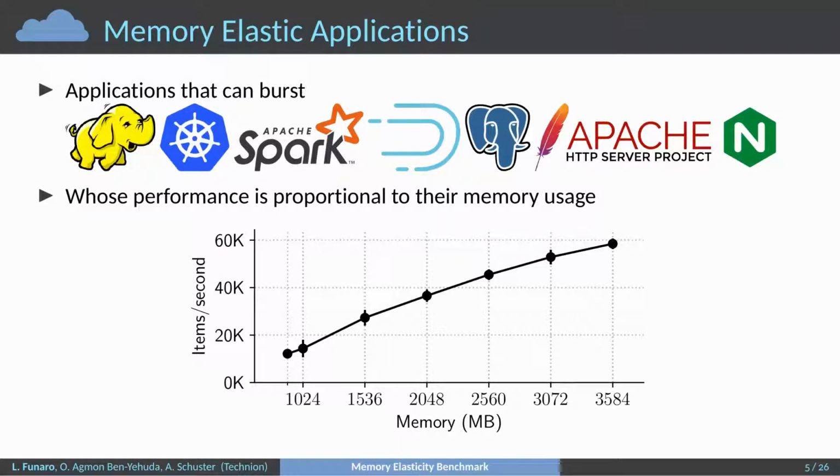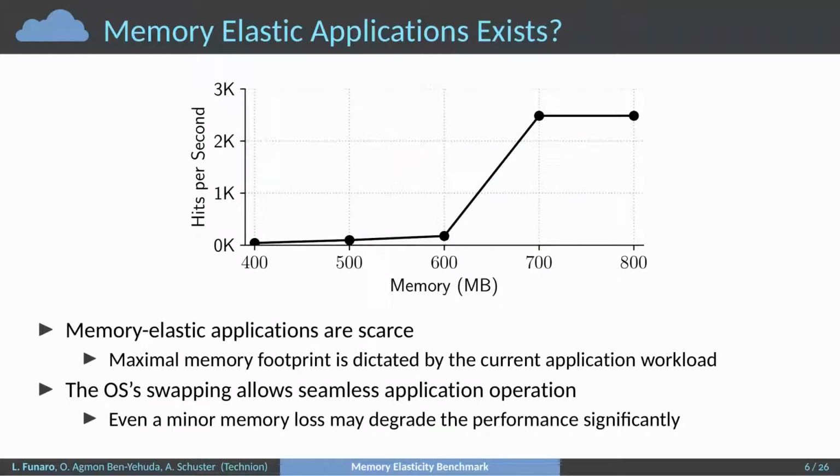Their performance should be proportional to the available memory rather than just drop to unacceptable levels when their memory requirements are not met. But unfortunately, the latter is true in most cases. Applications' memory usage is mostly dictated by the current application workload and not by the memory availability. When there isn't enough memory for the application, the OS swapping will kick in, and that does not satisfy the function well rule. Even a minor memory loss will degrade the performance significantly.